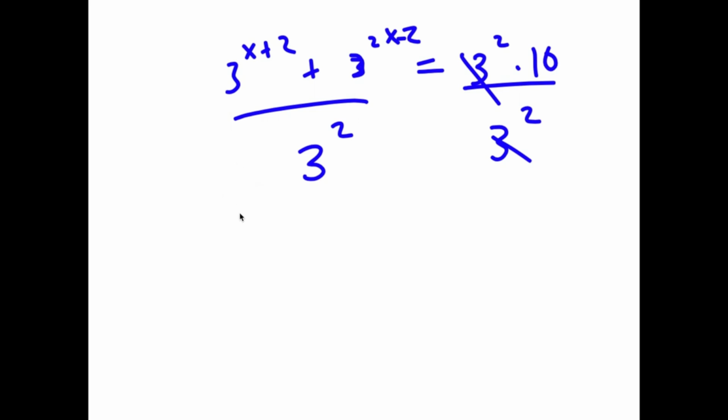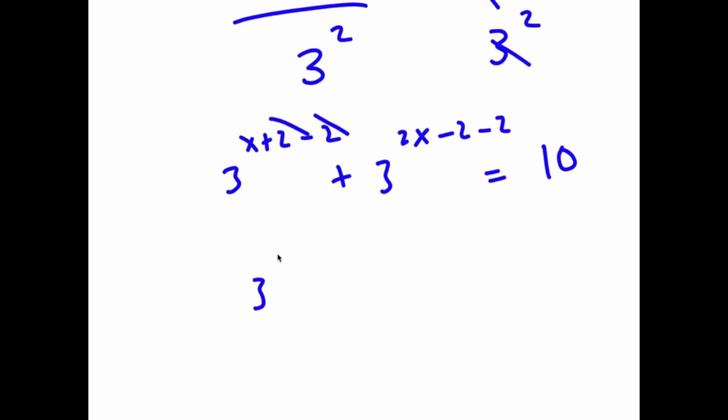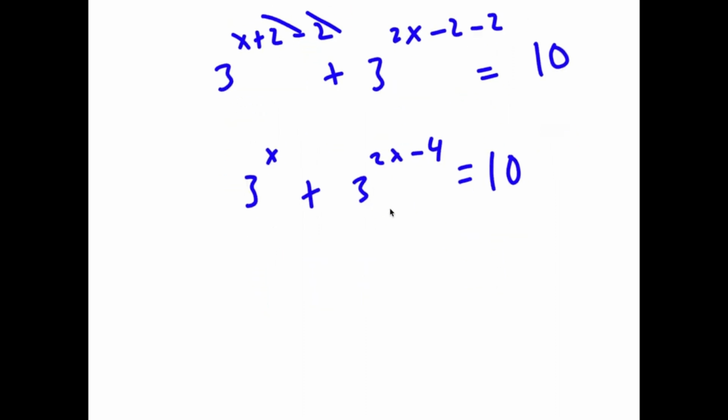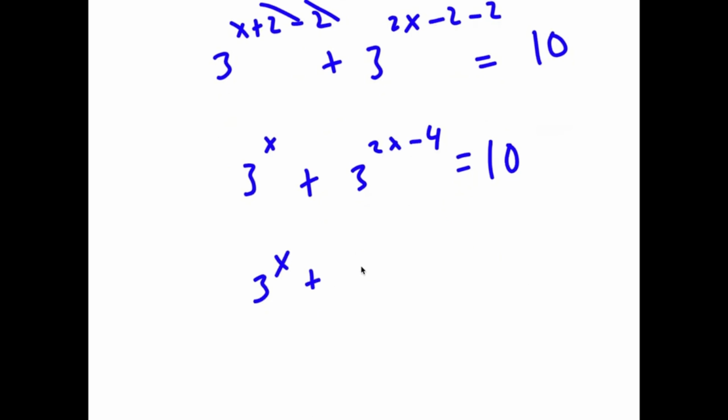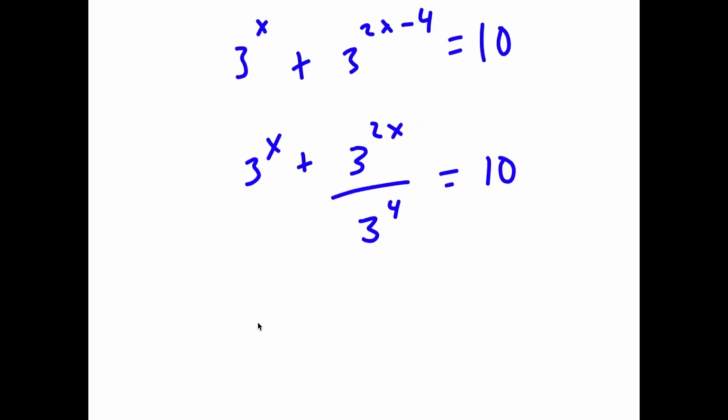And 3 to the power of x plus 2 over 3 to the power of 2, that's the same thing as 3 to the power of x plus 2 minus 2, plus 3 to the power of 2x minus 2 over 3 to the power of 2, that's the same thing as 3 to the power of 2x minus 2 minus 2, which is equal to 10. 2 and negative 2, these two cancel out, so I have 3 to the power of x plus 3 to the power of 2x minus 4 is equal to 10. Now, 3 to the power of 2x minus 4, that's the same thing as 3 to the power of 2x over 3 to the power of 4. And 3 to the power of 4 is 81, so I have 3 to the power of x plus 3 to the power of 2x over 81 is equal to 10.